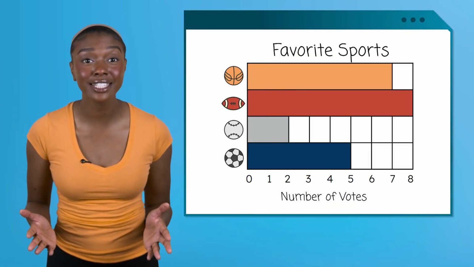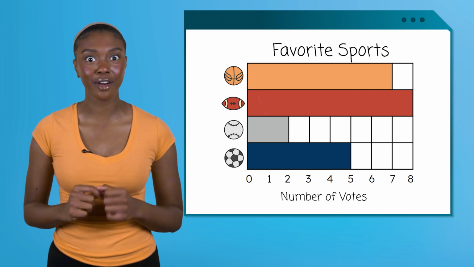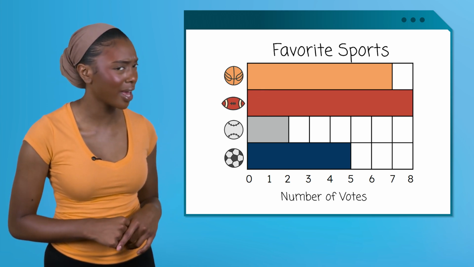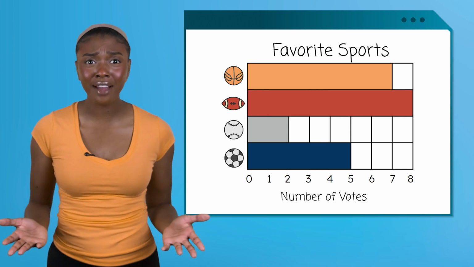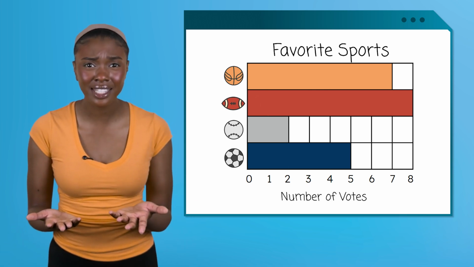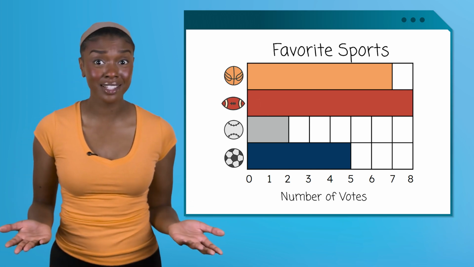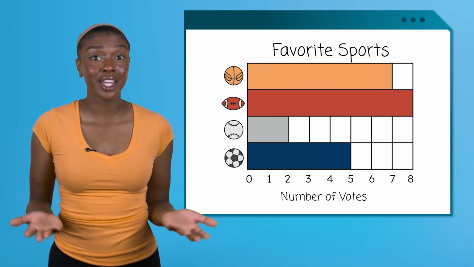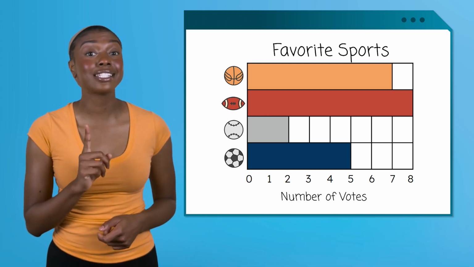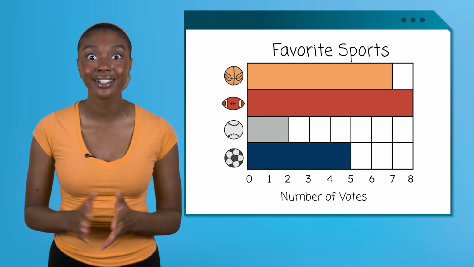I think we're ready to tackle the questions in our quest. Let's take another look at this bar graph. Wait a minute. This bar graph looks a little different than the others we've looked at. Do you see the difference? There aren't any boxes inside the bars. This is another way bar graphs can be made, but no worries. Instead of counting boxes, we can use the numbers on the bottom.